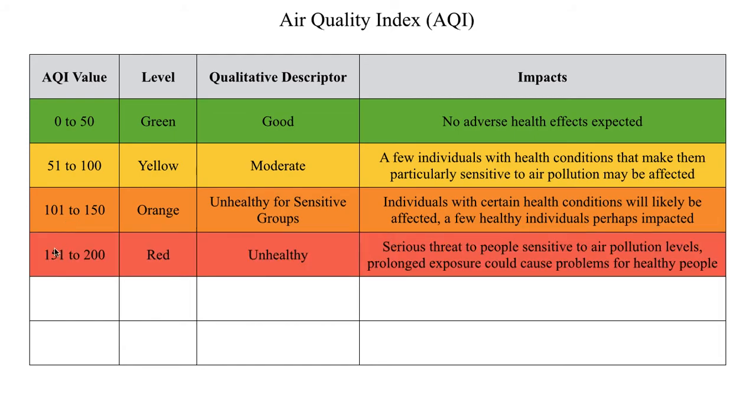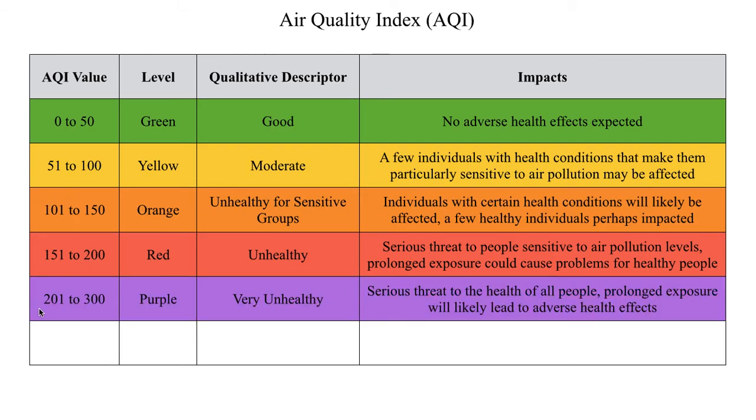And then an AQI value of 151 to 200, that's where you get into level red, and that's considered an unhealthy category. And that's when people who are normally sensitive, so people who would be impacted by level orange, will be more significantly impacted at level red. And this is also when people who aren't sensitive to air pollution might start experiencing adverse health effects right around this level.